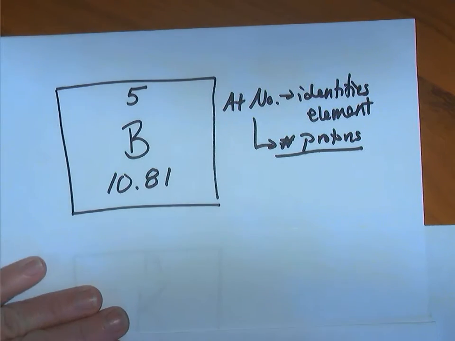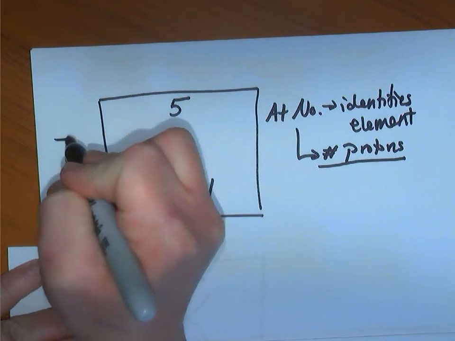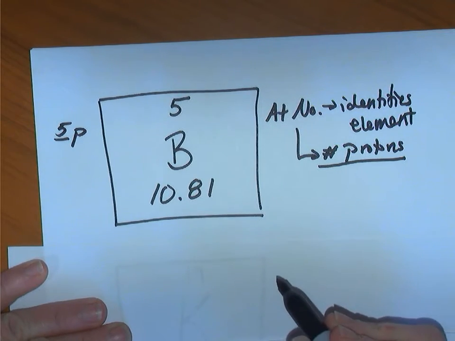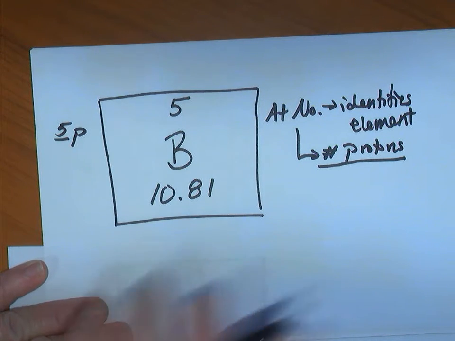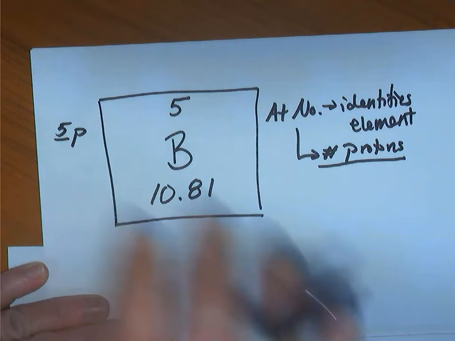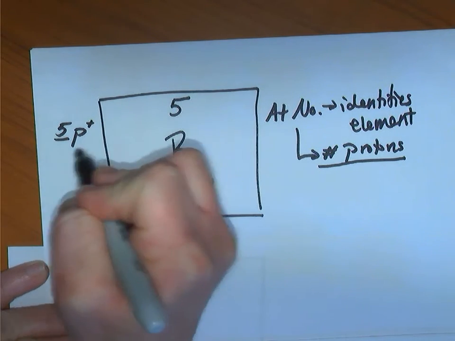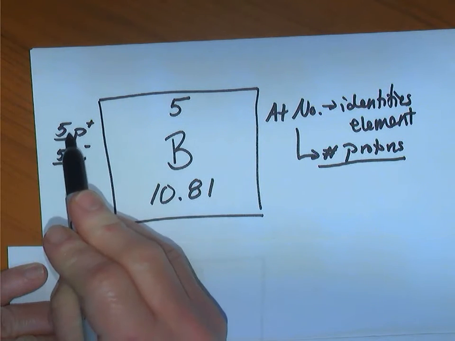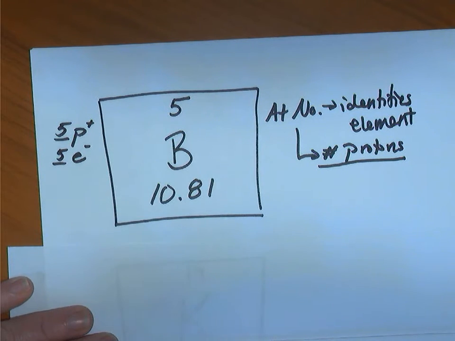Well, if we take a look at boron, we know one atom of boron will have 5 protons. That's its identity. And we know protons are positive. In this chapter, and this chapter only, we always assume we're dealing with neutral atoms. They have no charge. Well, if we have 5 positives, we need 5 negatives. So in this chapter, the number of protons, unless you're told otherwise, will also be the number of electrons.